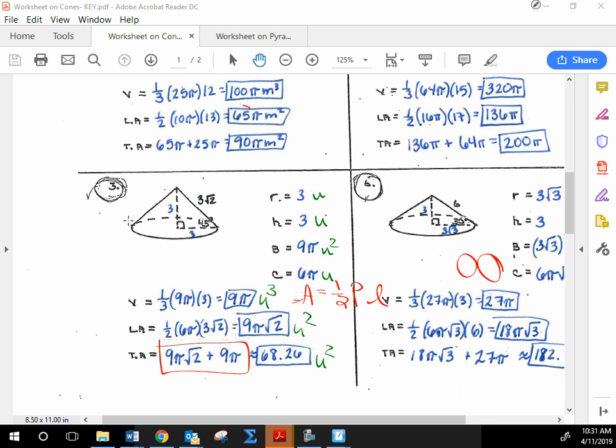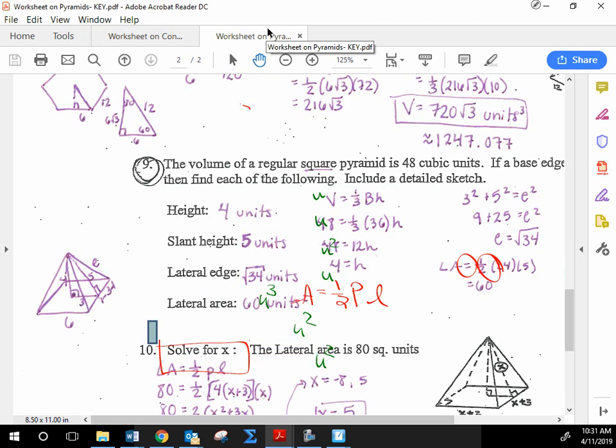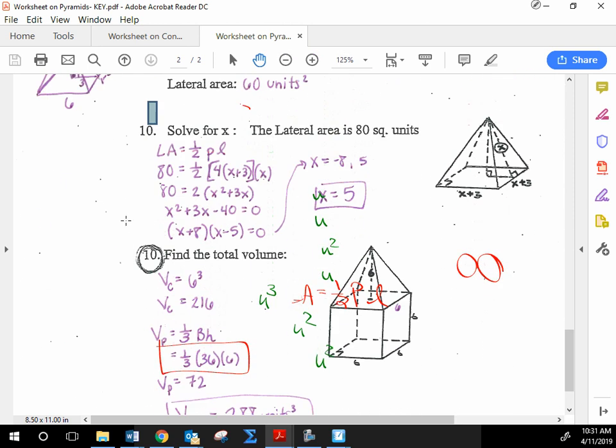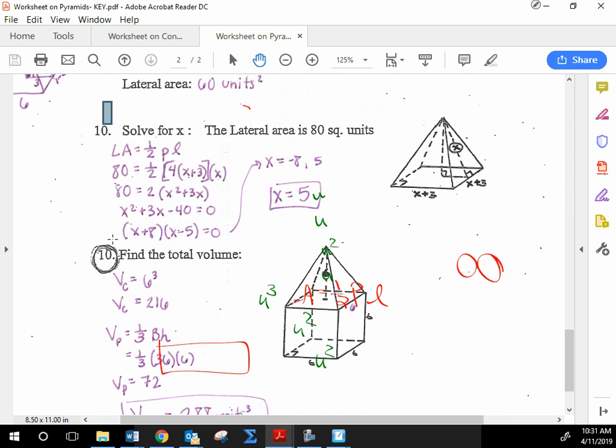Let's take a look at 10 on pyramids. I'm just keeping my eye on time to make sure. It's just one page front and back. I don't know how to factor. All of your quizzes are one page. We've had factors.